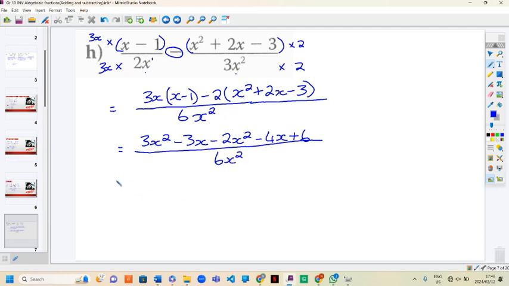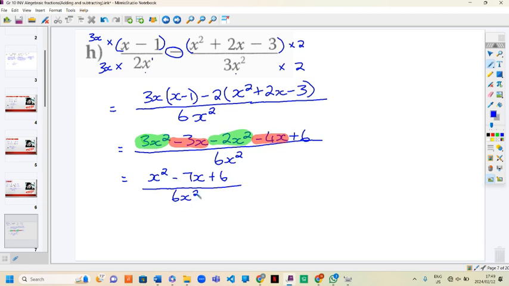Now I look for my like terms. Let's see if I can find them quickly. Let's highlight them, make it look nice and big. There's a like term. There's an x squared, and there's an x squared. What is 3x squared minus 2x squared? That's just x squared. Now let's look at my x terms. I've got negative 3x minus 4x, and I get minus 7x, and I'm left with plus 6. All over 6x squared. Why can't I cancel those x squares?